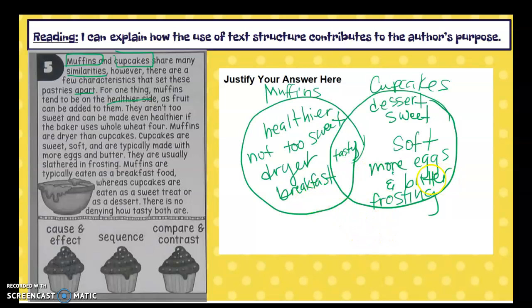So, because I could do this and they told the similarities and differences, this is a compare and contrast. They didn't put anything in order. They didn't show where anything was caused or affected by anything, okay? So that's a compare and contrast.